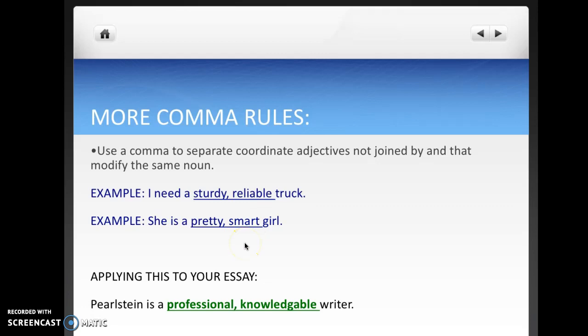So applying this to your essay, you might have a sentence where you describe your author and you could say, "Pearlstein is a professional, comma, knowledgeable writer." What you're really saying with that comma is, Pearlstein is a professional and knowledgeable writer. Just make sure you can substitute the comma with an "and" and you'll know that the coordinate adjective rule does apply and it checks out.